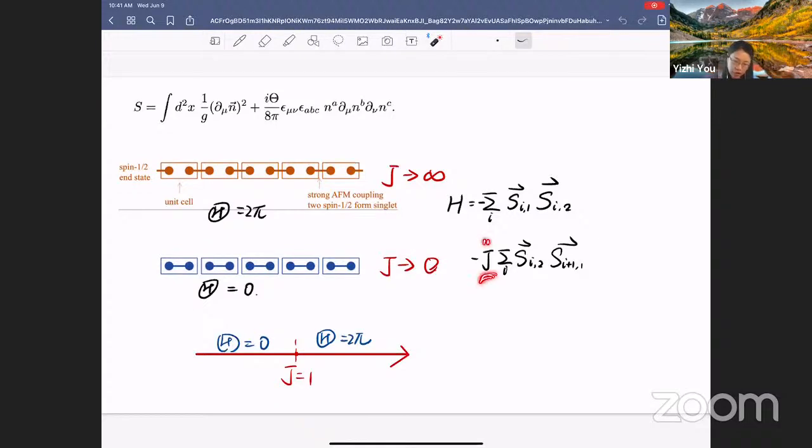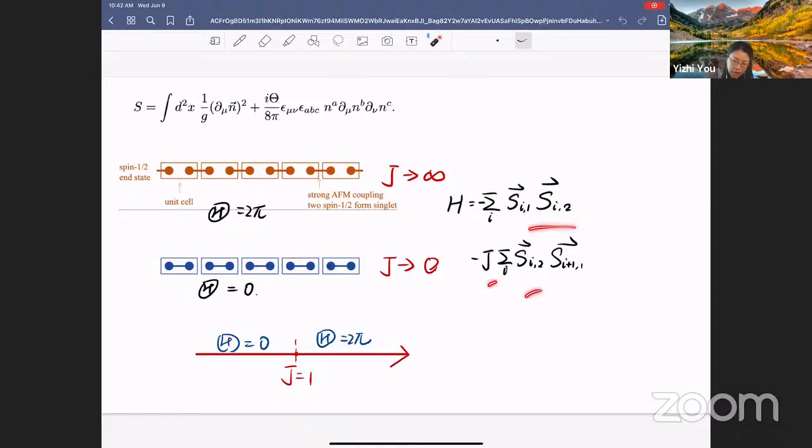And once we tune the ratio J at a symmetric point, there appears a continuous phase transition between the Haldane chain at theta equal 2 pi and the trivial chain at theta equal 0. So how do we understand this quantum critical point between two phases with the same symmetry pattern, but a distinct topological invariant? There are various ways to tackle this problem. And today I will just provide a pictorial argument. So these two competing interactions, one favors an intersite singlet bond and the other favors an intrasite singlet bond.